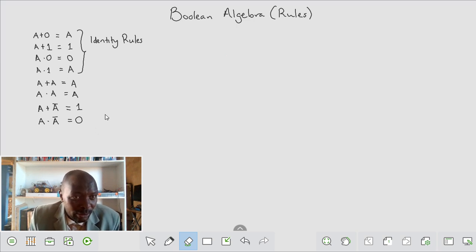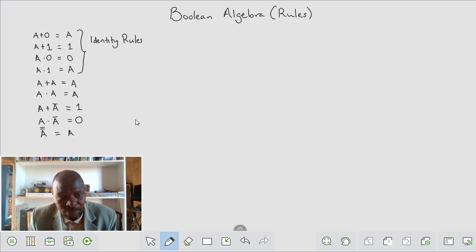Now, how many do we have so far? 2, 4, 6, 8. Let's look at number 9. We have done this one before. We've said that the opposite of the opposite, the double negation, actually falls away. Remember, I made an example.